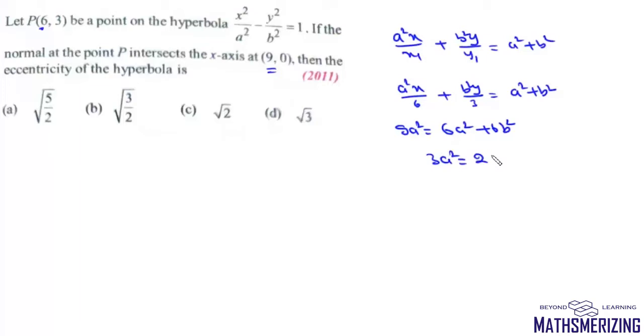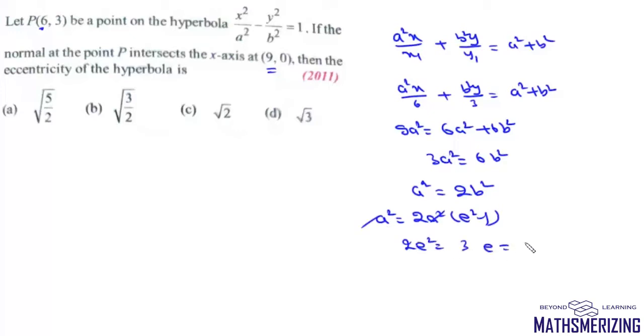It must be equal to 6b square. That is, a square is equal to 2b square. Now we know that b square is a square into e square minus 1. A square will cancel. We'll get 2e square equals 3. So the value of e is simply under root 3 by 2, and that's your option B.